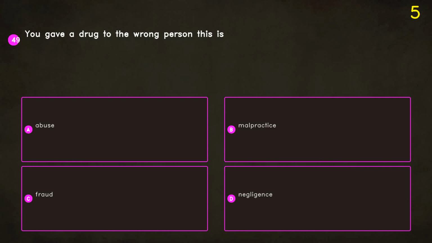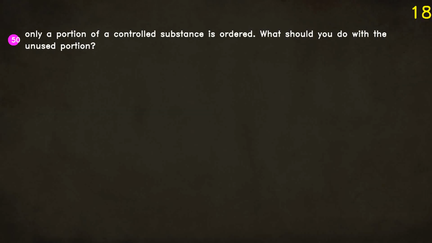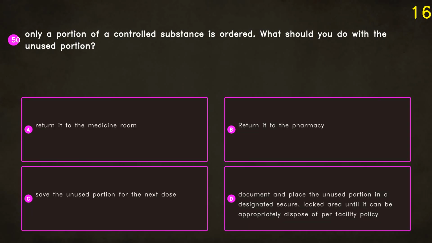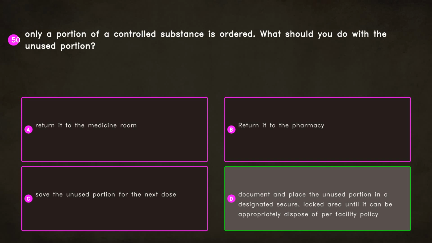Question 49. You gave a drug to the wrong person. This is A. Abuse, B. Malpractice, C. Fraud, D. Negligence. The correct answer is negligence. Question 50. Only a portion of a controlled substance is ordered. What should you do with the unused portion? A. Return it to the medicine room. B. Return it to the pharmacy. C. Save the unused portion for the next dose. D. Document and place the unused portion in a designated secure, locked area until it can be appropriately disposed of per facility policy. The correct answer is document and place the unused portion in a designated secure, locked area until it can be appropriately disposed of per facility policy.